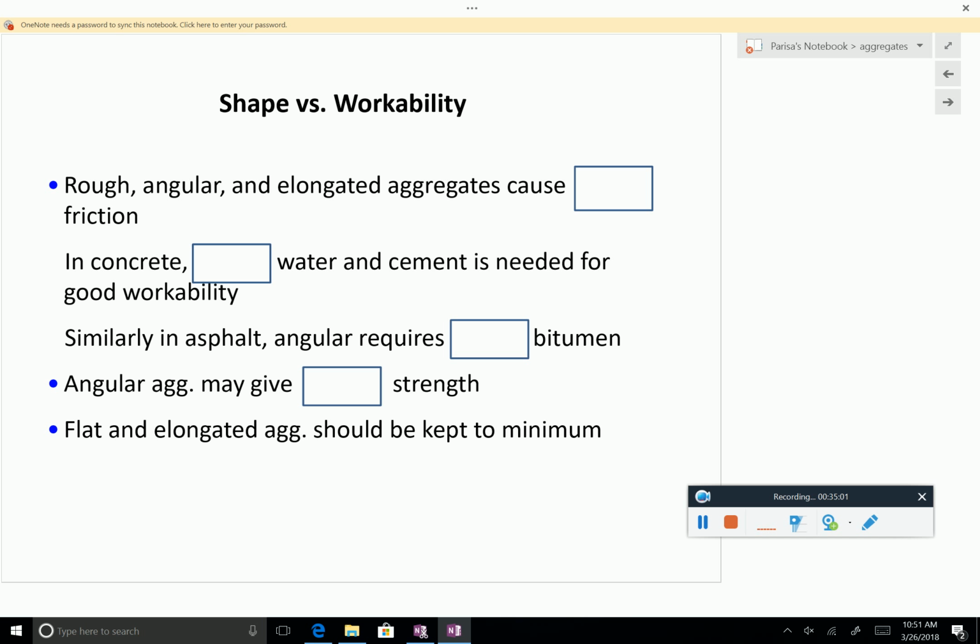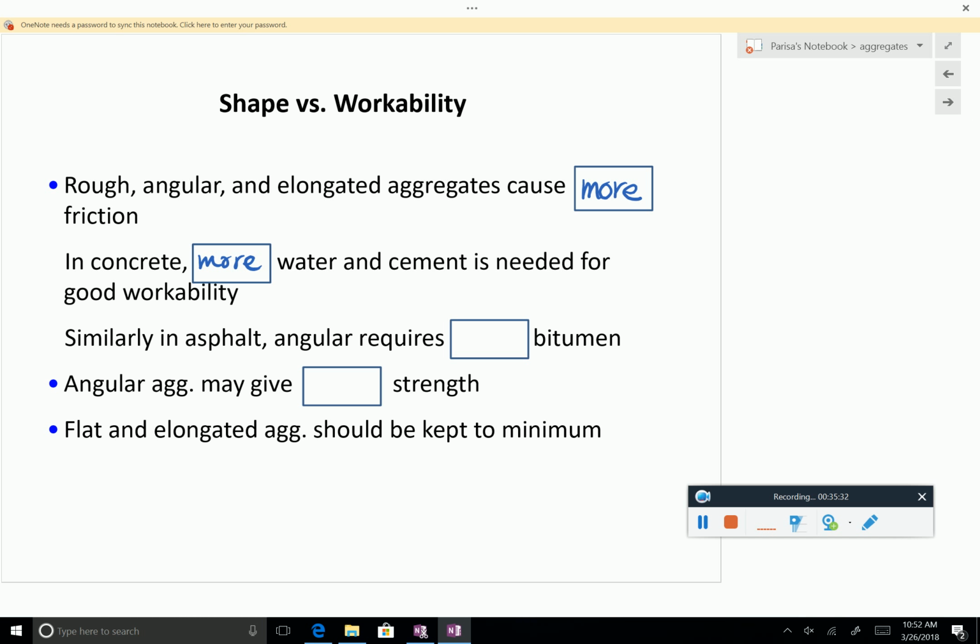So what should we write in the first box? Rough, angular, and elongated aggregates cause more friction, right? Second box, it's also more. For better workability, it is just like a soup. If you put more water, it's easier to mix. That's as easy as that.